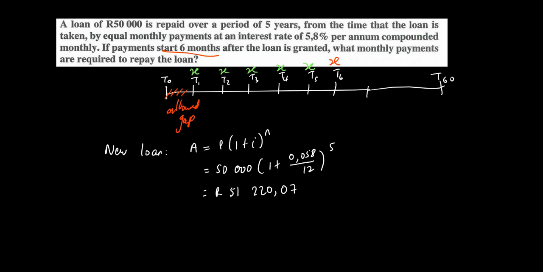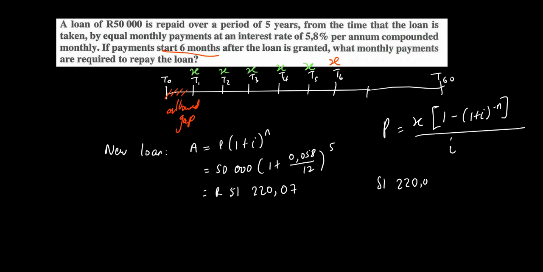So you use P is equal to X into 1 minus (1 plus i) to the power negative n, all divided by i. The new loan is 51,220.07. You are looking for the monthly repayments, and then the interest is 0.058 over 12, to the power negative 60, because it's 60 payments that have to be.